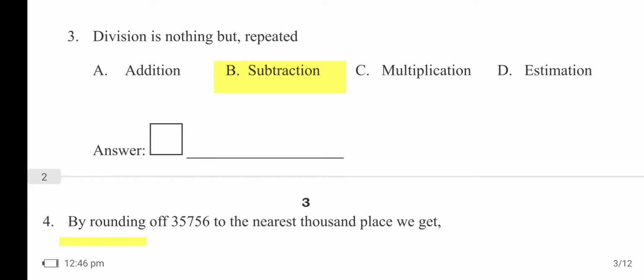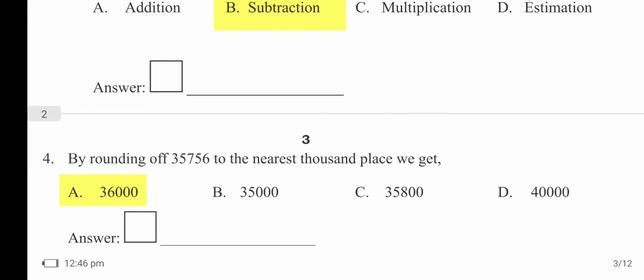Division is nothing but repeated. Is it option A addition, option B subtraction, or option C multiplication, or option D estimation? So the right answer is option B, subtraction.